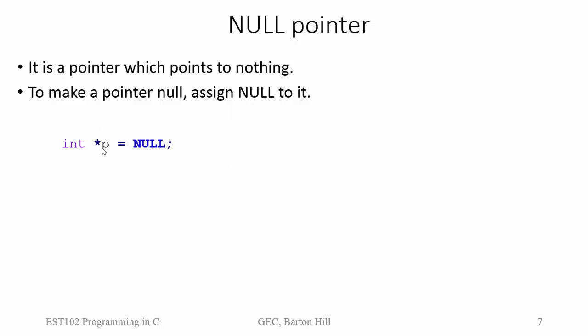So we have int *p, which means p is a pointer to integer data or integer variable, and here we are assigning p the value NULL, and here we have to write NULL with all letters in uppercase. Okay, so if you write int *p = NULL, it means that p will have the value NULL, and we make the pointer p a null pointer.